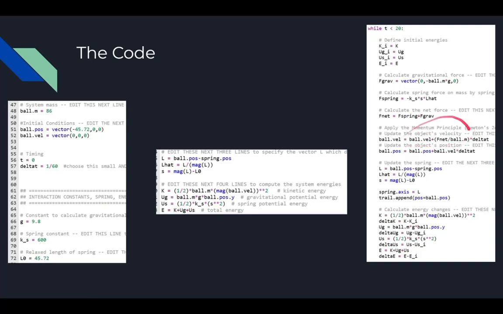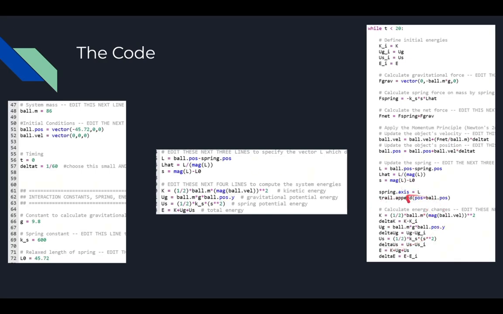For the ball's velocity update, you can see the velocity update formula here and our position update formula here, as from the last slide. And this is the part where it updates the spring, where the position minus the spring position is our L, and our L hat is L divided by the magnitude of L. And our stretch is the magnitude of L minus L naught.